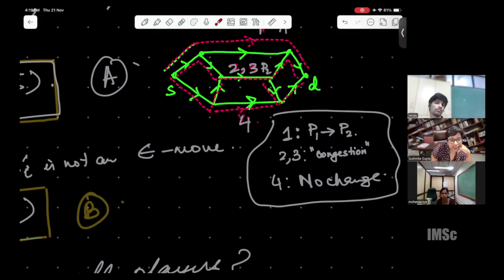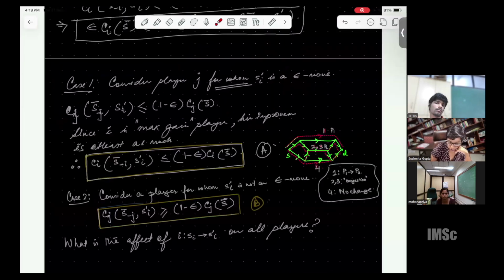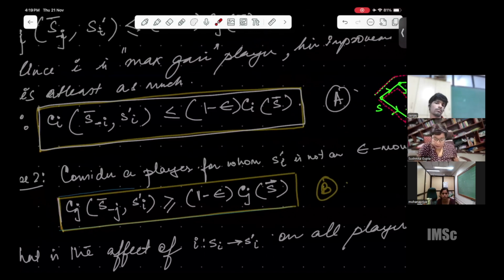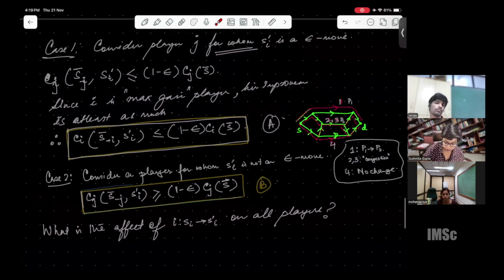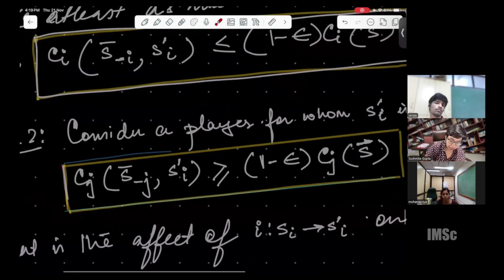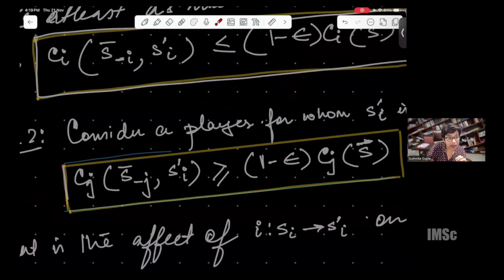Actually, I did not understand the notation in that equation. Which equation? B. I think the left-hand side should be Cj S minus I. No, this notation, Satya, represents that player J is deviating. J was traveling by some path, but now it has opted to move to path S prime I. That's what this means.